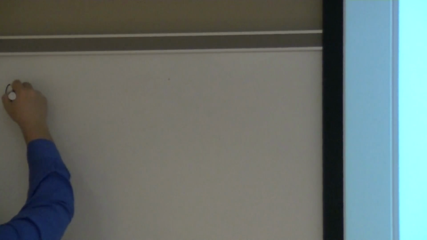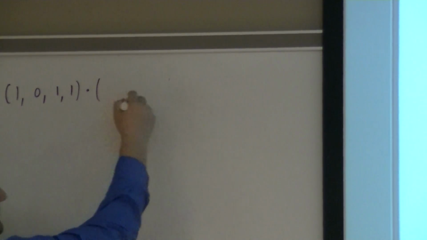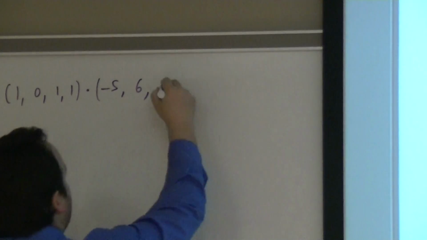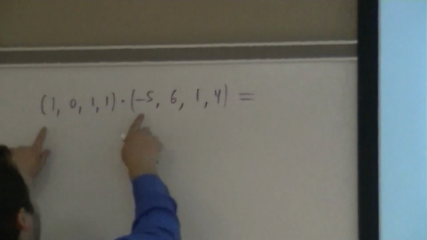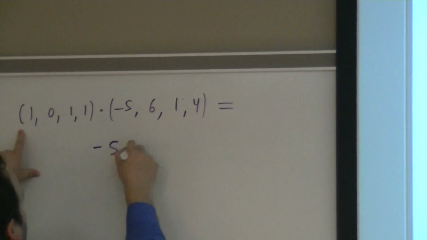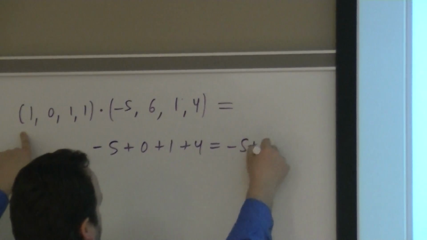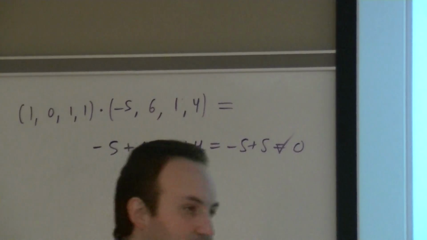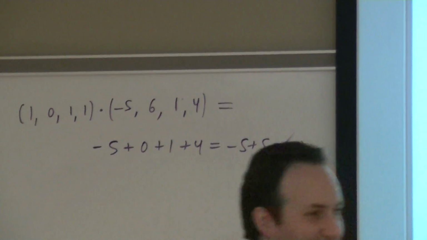So the point is just this. Ignore the fractions and focus to see if you did it right or wrong. All you have to do is take the dot product of this with minus 5, 6, 1, 4. If this is equal to 0, then at least you've got the orthogonality right. So that's minus 5 plus 0 plus 1 plus 4, which is minus 5 plus 5, which is 0. Okay, at least it's orthogonal. I'm proud of you. Oh, good. I'm glad, because I checked it earlier, so I knew this would work.